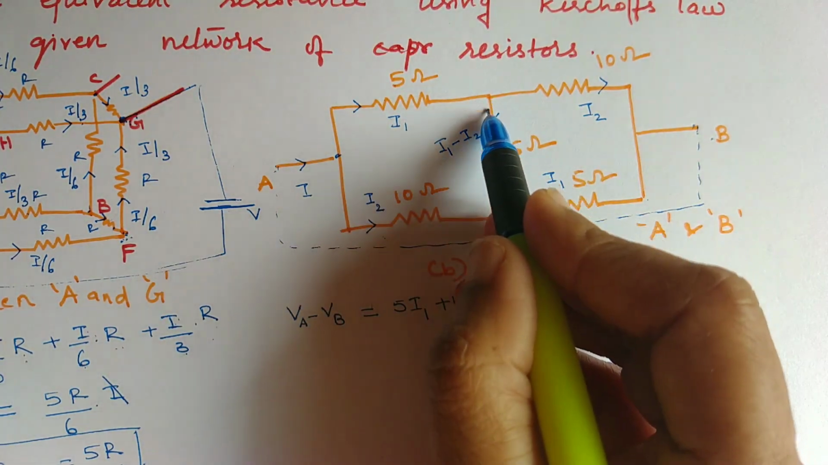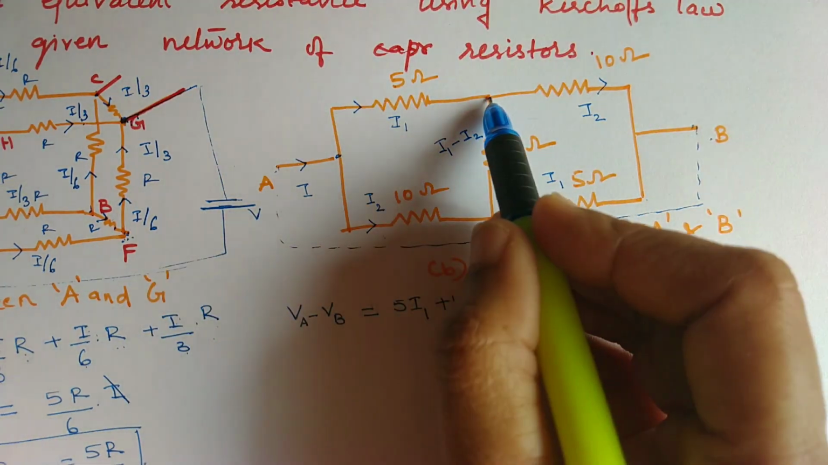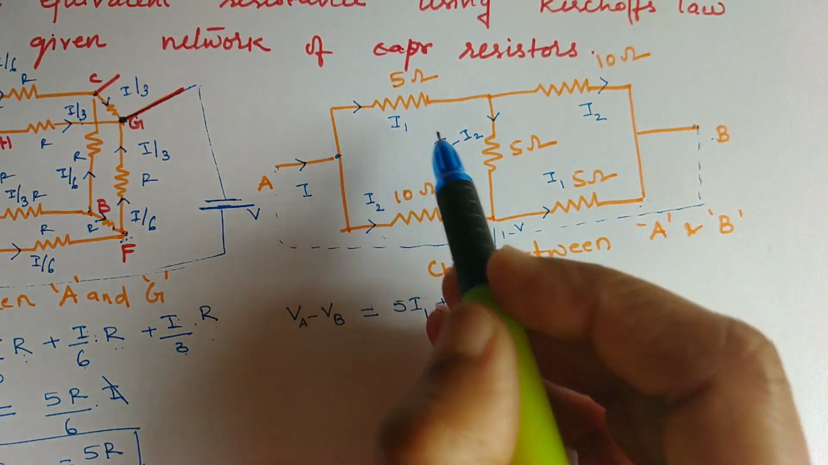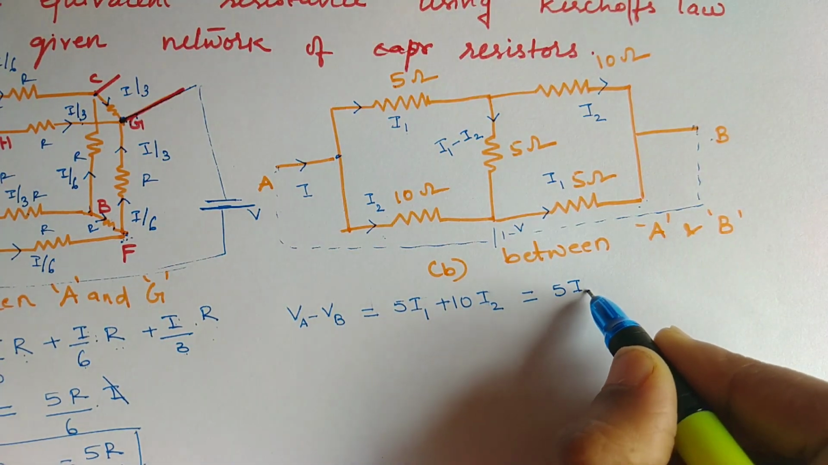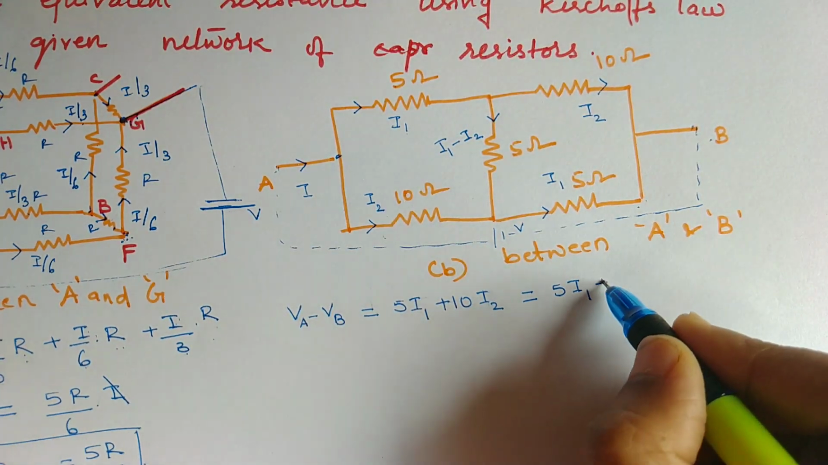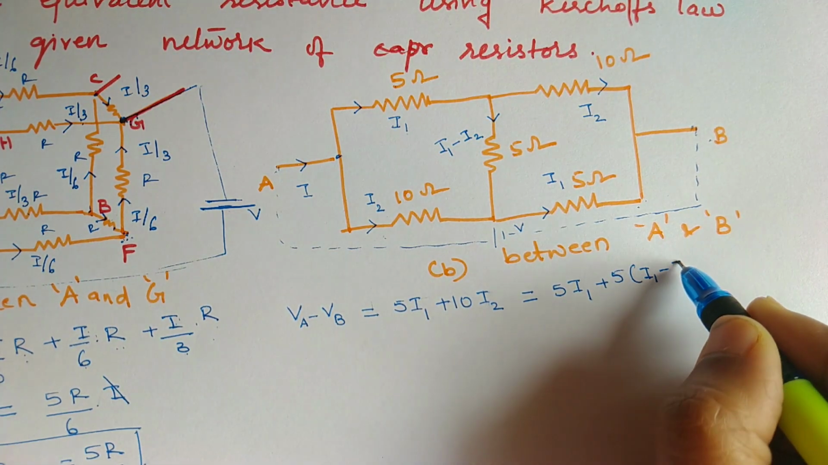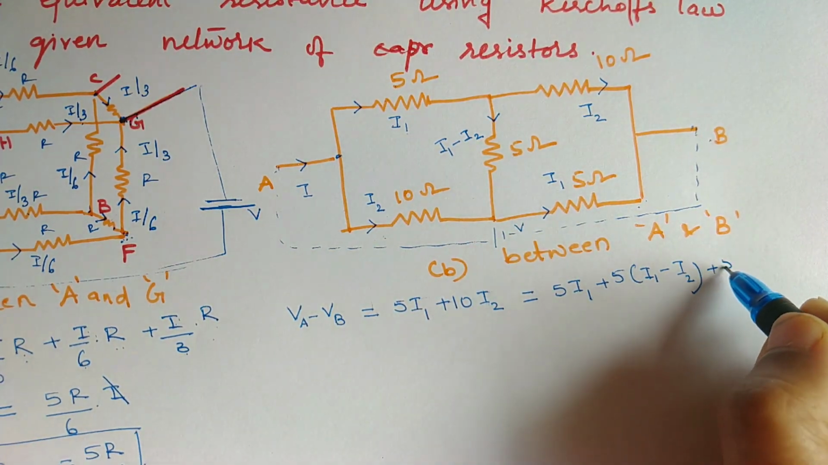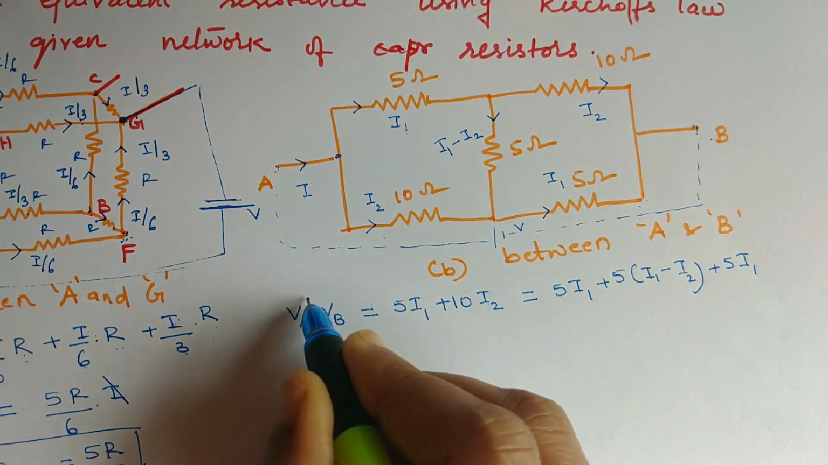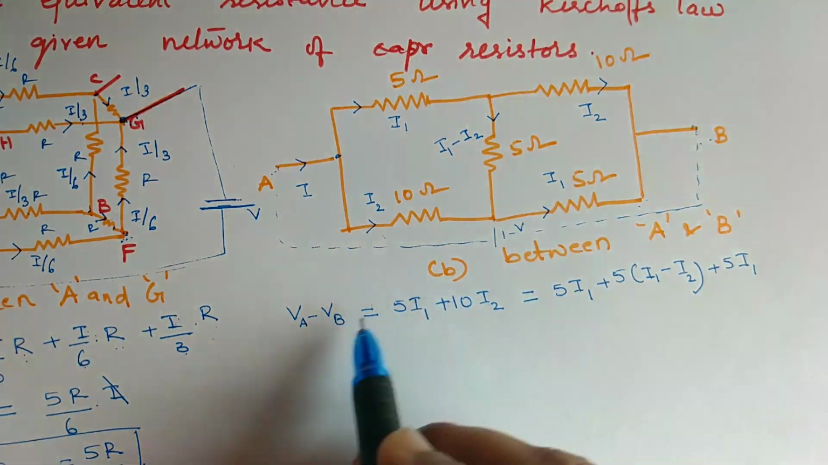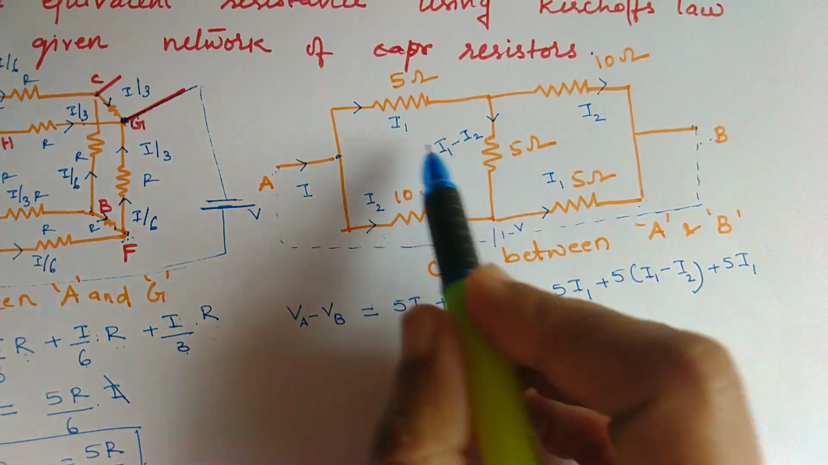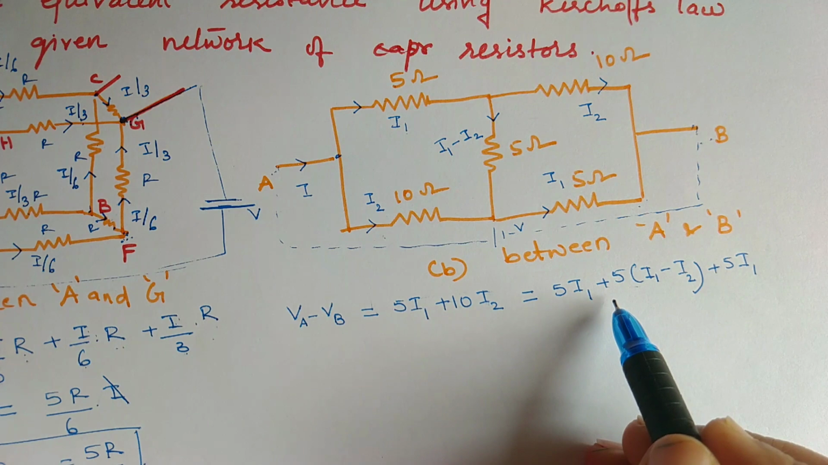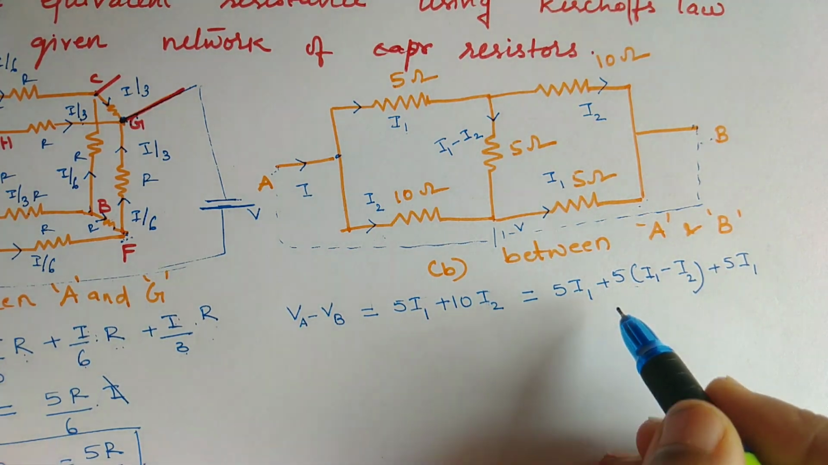Now for the same potential difference between the points A and B, I will take a different path, passing through 3 resistors, 5, 5 and 5. Find out 5 into I1 down, plus 5 into I1 minus I2, again this part, plus 5 into I1 will give you the potential difference between A and B, VA minus VB. So I took this path, again VA minus VB, I took the upper path. Anyway, these two equations are equal. So first equate these two.